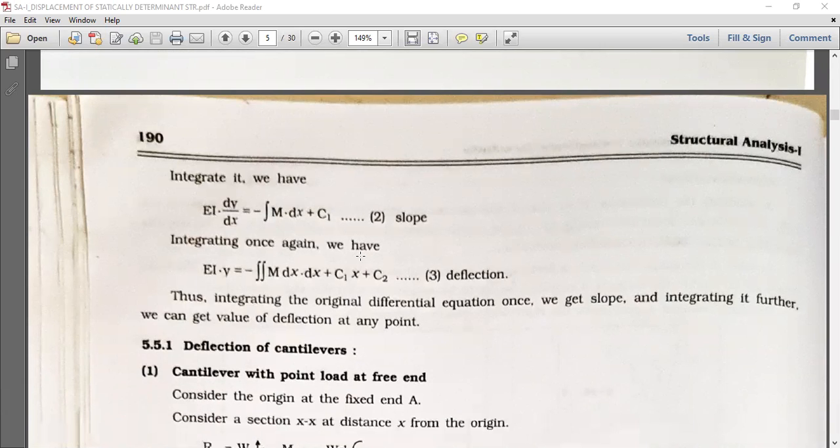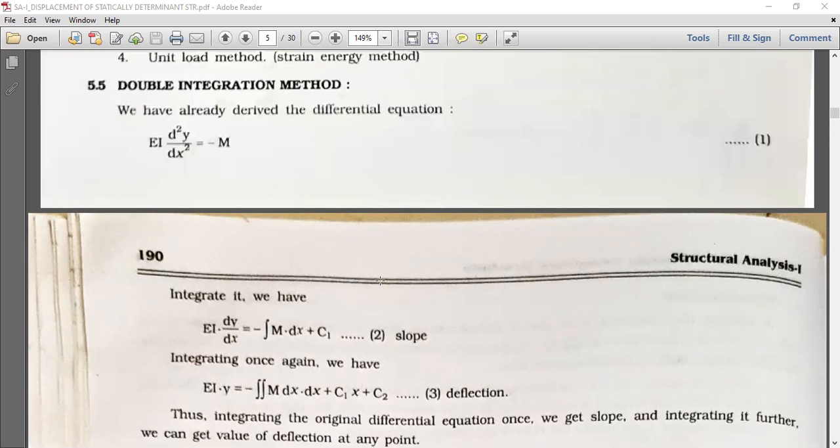Thus, integrating the original differential equation once, we get the slope, and integrating it again, we can get the value of deflection at any point. This is the double integration method or Macaulay's method.